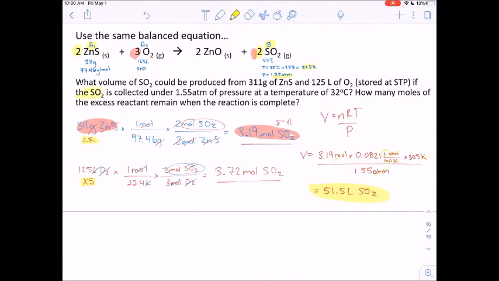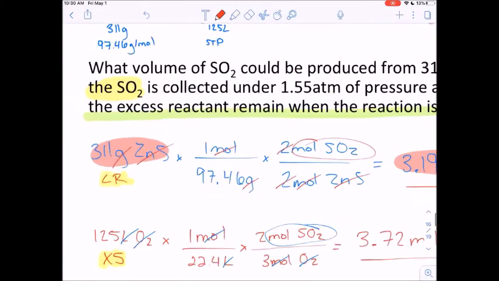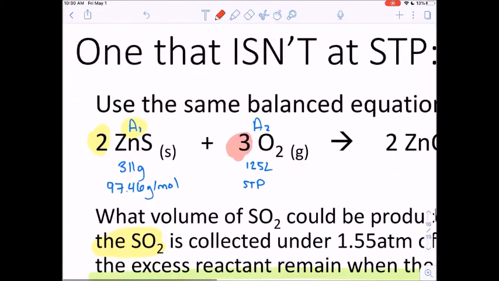So I answered the first part. Now we need to answer the second part of the question. How many moles of excess reactant remain when the reaction is complete? So to do this, again, we're always going to start from our limiting reactant and solve for our excess reactant. We said our limiting reactant is that zinc sulfide. So I'm going to have an A3 here. We'll pick another color. So I'm starting from this A, and I'm going to the excess, which is the other reactant. So I'm going to go from zinc sulfide to my oxygen.